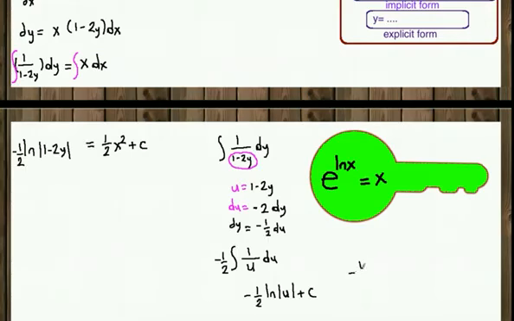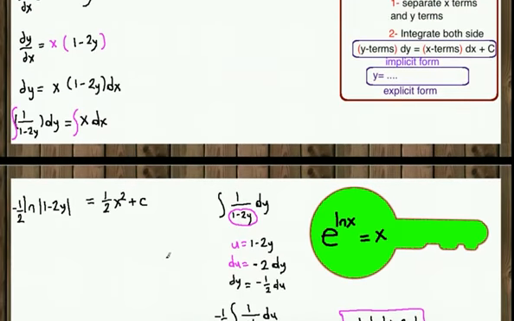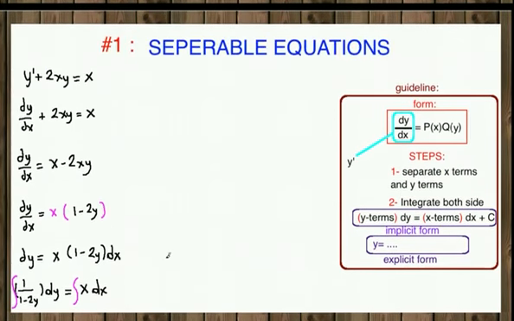So negative 1/2 ln of, we have to bring u back, which is 1 minus 2y. So this is the integral of 1 over (1 minus 2y). My recommendation is to be more fluent on ln, derivatives of ln and antiderivatives of ln. Let's go back to our main question. Let's recap up to here.